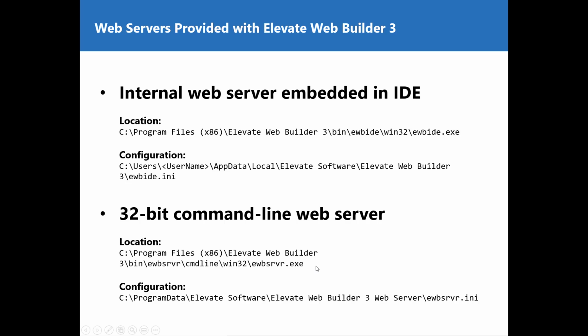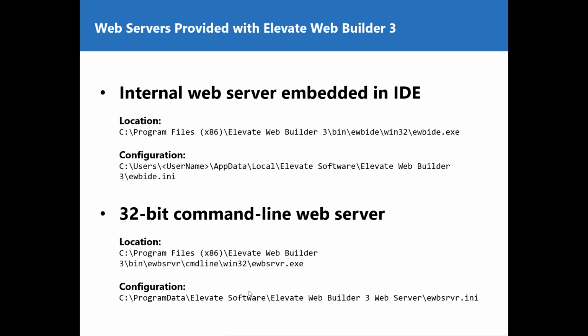What you can do by just launching the 32-bit command line web server is, if it doesn't find the ewbsrvr.ini file in this location, it will go ahead and write one out. So it's also very good if you don't have anything set up yet for the configuration. If you just run the 32-bit command line web server real quick, it will create that file with the default values for the ini file settings.